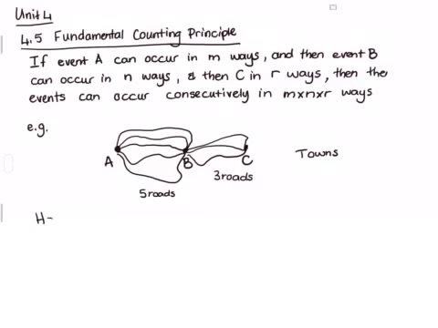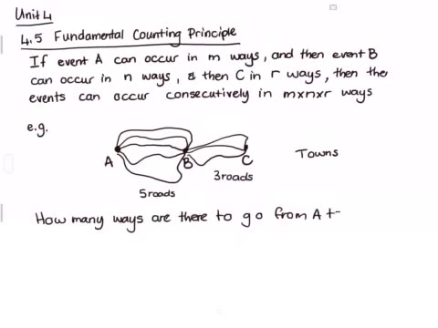And the question would then say, how many ways are there to go from A to B to C? In other words, you go to C, but you have to first go to B.